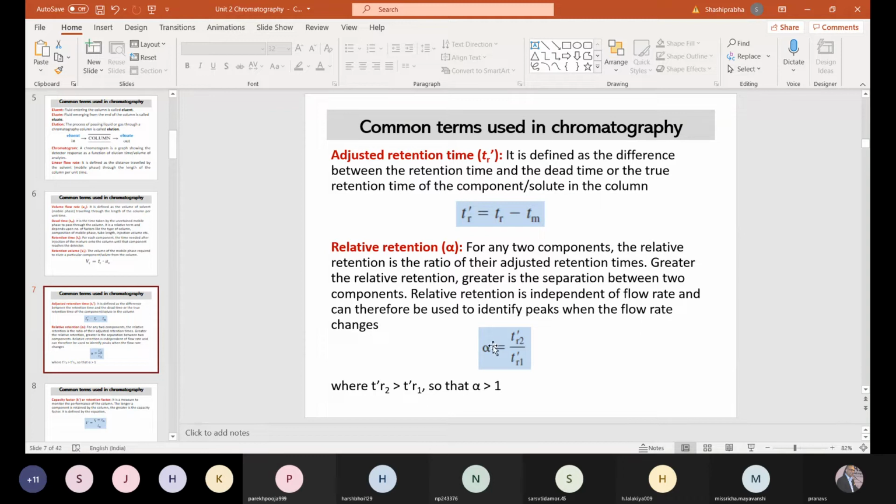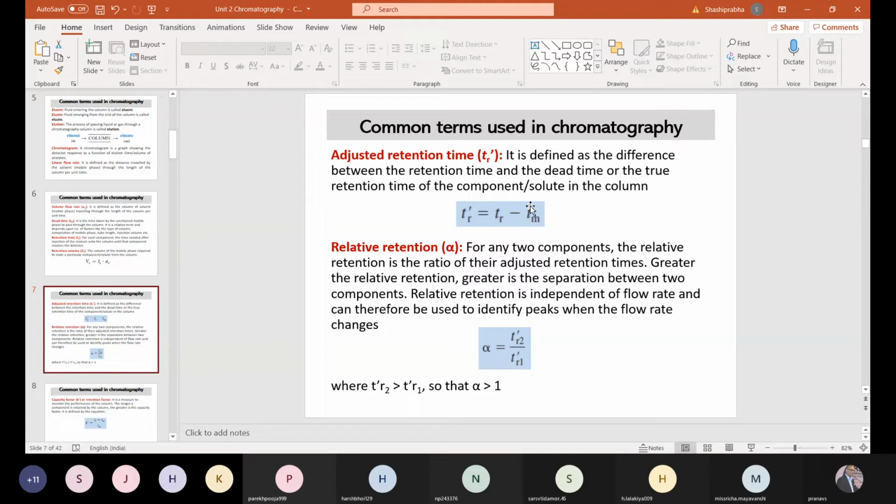Greater the relative retention, greater is the separation between the two components. What do we need? We need separation, more separation. So the alpha value, which is relative retention, should be greater. And relative retention becomes independent of flow rate, because you have taken a ratio. When you have taken a ratio, naturally relative retention will be independent of flow rate. Whatever effect the flow rate has on TR2, the same effect it has on TR1. So relative retention becomes independent of flow rate.